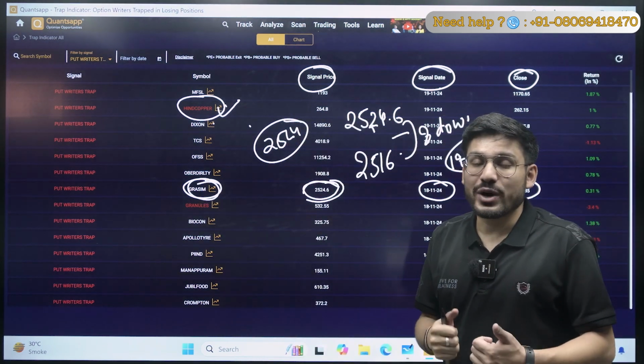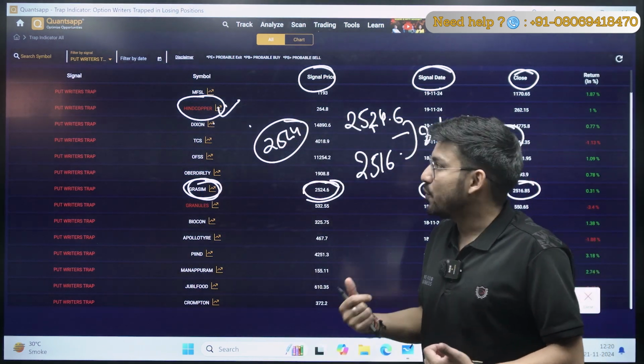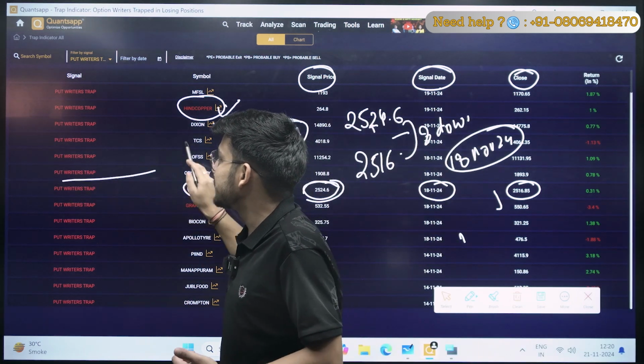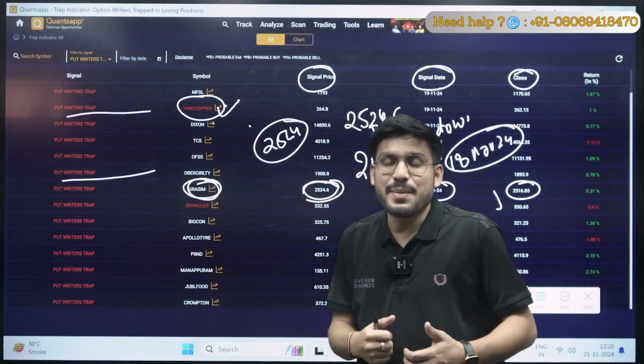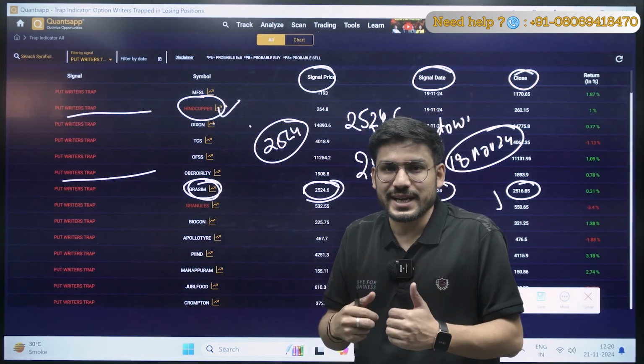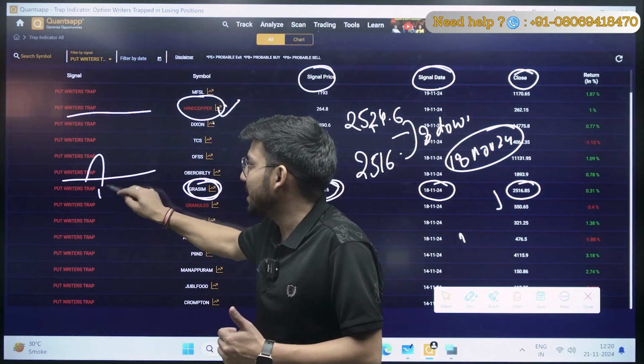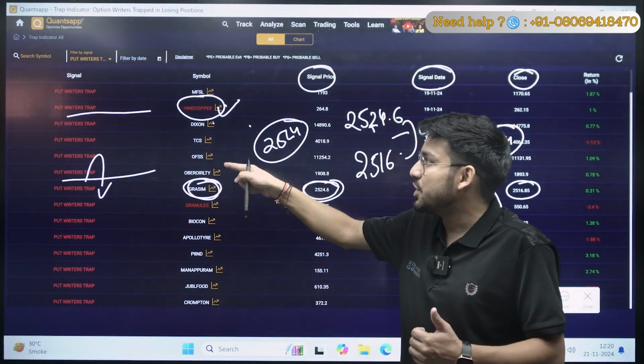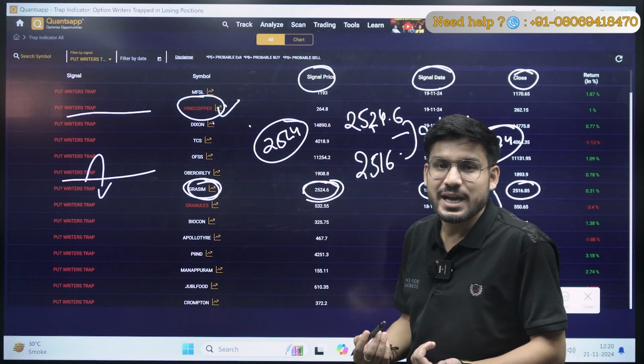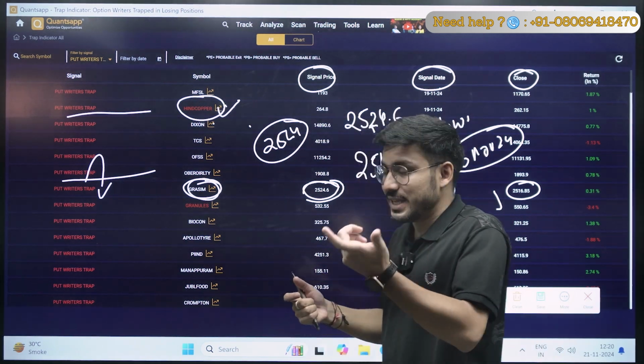So that is how it will give you an indication. Whenever there is a major resistance or a major support where the maximum call writers or put writers are sitting, and whenever my market breaks that level, at that time this will generate signals automatically here. Now there is one more catch in this tool.